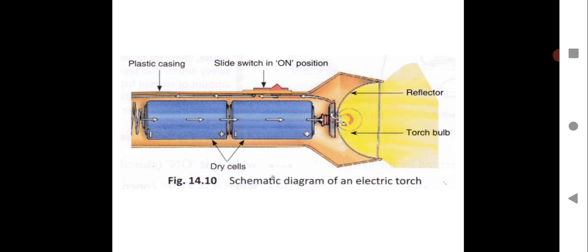And the switch is in the on position. You have a switch on the upper external body of the torch so that you can operate it in the on and off position as you require. Then you have a reflector and torch bulb, you can see, and the light gets reflected. I hope this is very clear. This is a schematic diagram of an electric torch. So just have a look at this. I hope the construction of this electric torch is clear to you all.